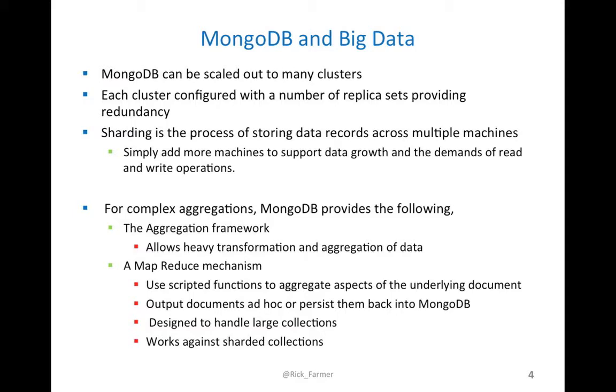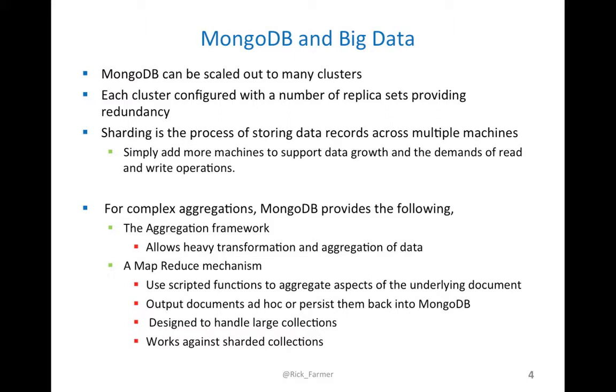Mongo can be scaled out to many clusters. The clusters can be configured with a number of replica sets, providing different redundancy. And they can also shard them. Sharding is the process of storing data across multiple machines. Basically, to scale Mongo, you just add more machines. Very simple.